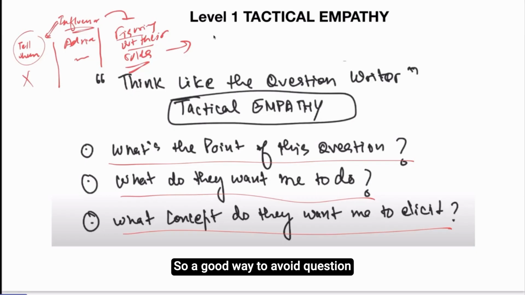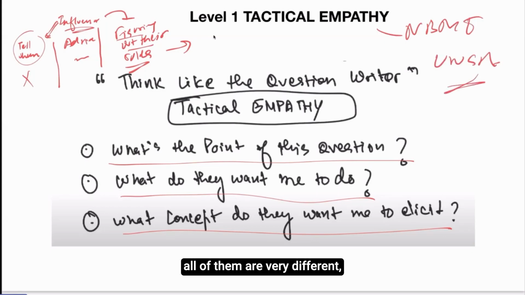So a good way to avoid question writing variability, which happens when you look at NBME questions versus UWSA questions, is this. All of them are very different because they have different question writers. Even within NBME, there are different people writing the questions for different subjects, even for different topics. NBME question writers are different from UWSA question writers. A lot of the time there are contradictory answers, where one person will say this is the answer in NBME, and the other person will say this is the answer in the UWSA.